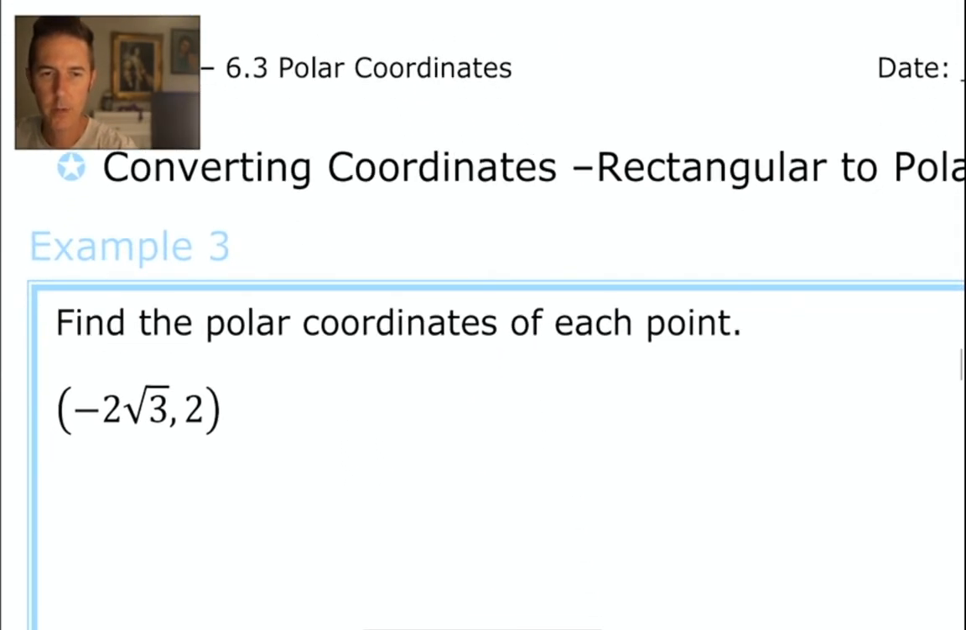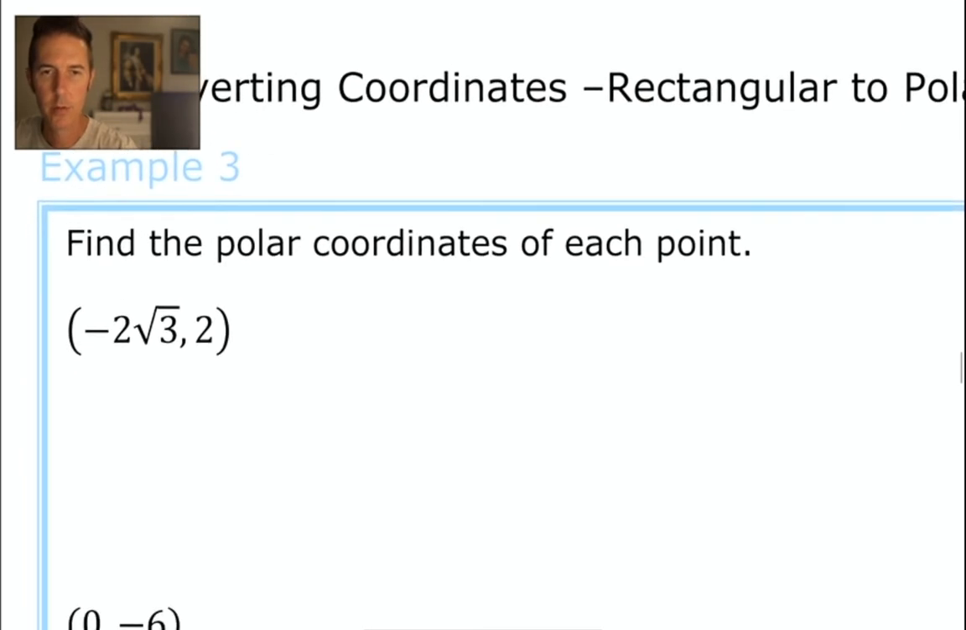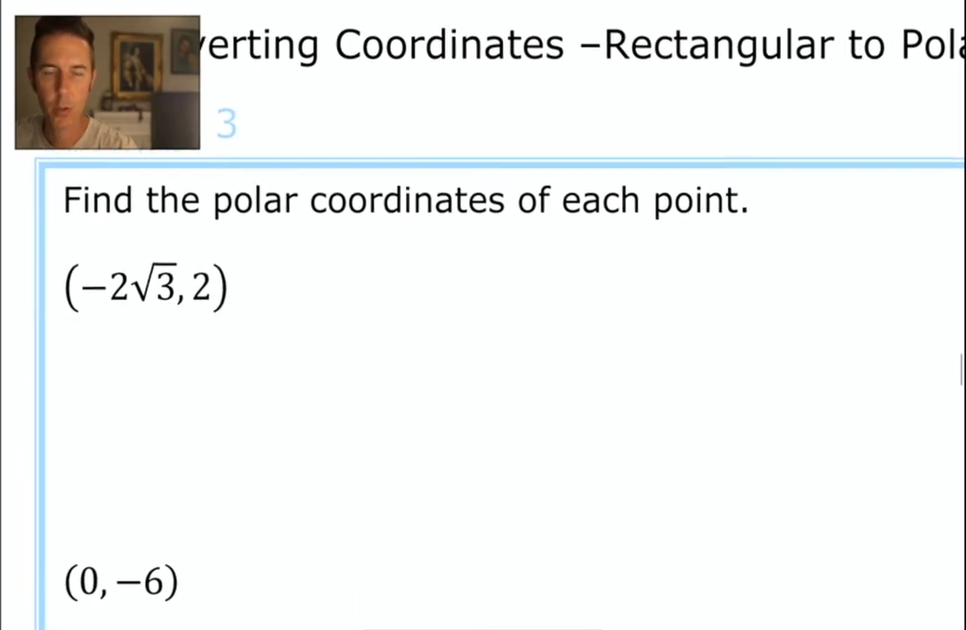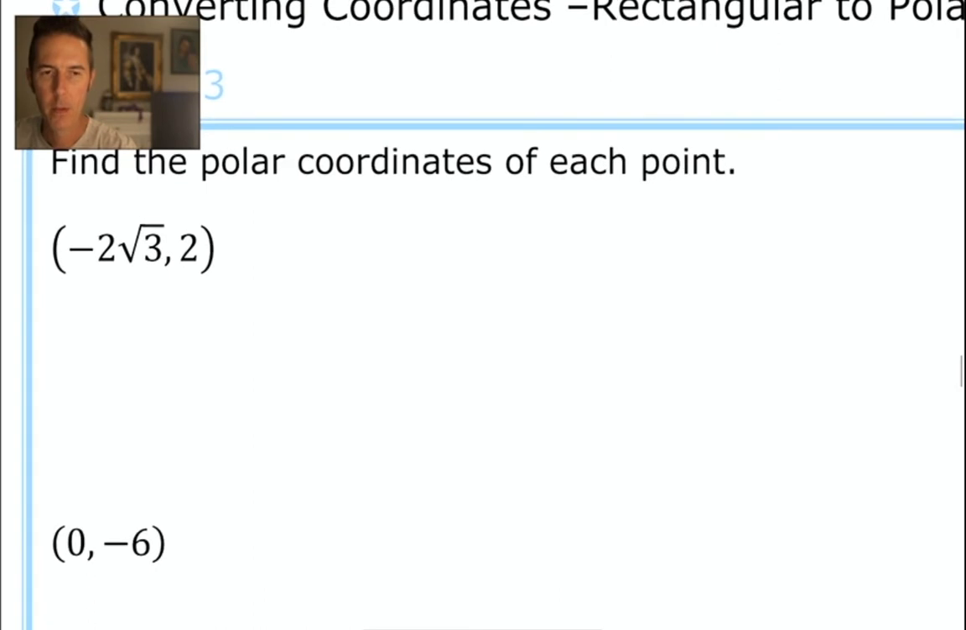And now let's convert from rectangular to polar. So again, these are rectangular coordinates. You are welcome to start out by drawing a diagram. I'm a big proponent of that, and especially for converting rectangular to polar, I'm going to highly recommend that you draw just a quick sketch. So let's draw a little picture here.